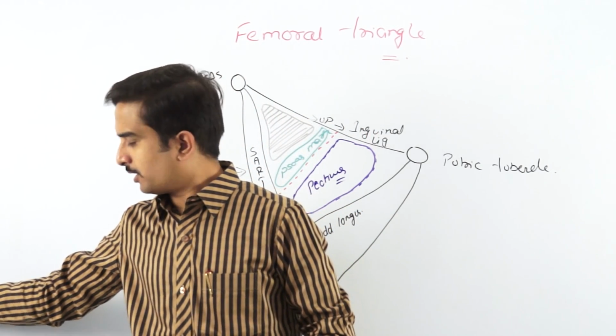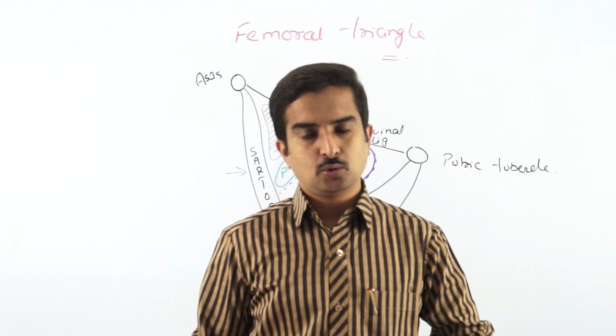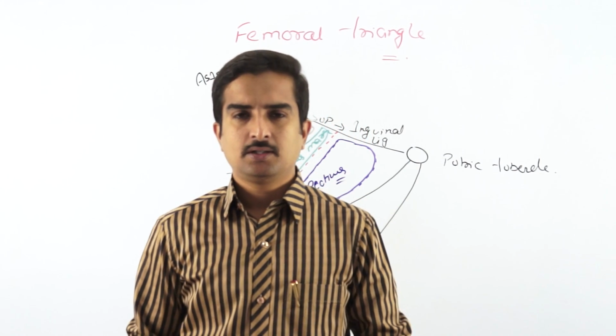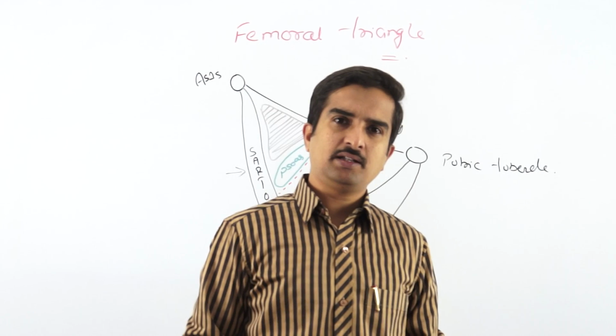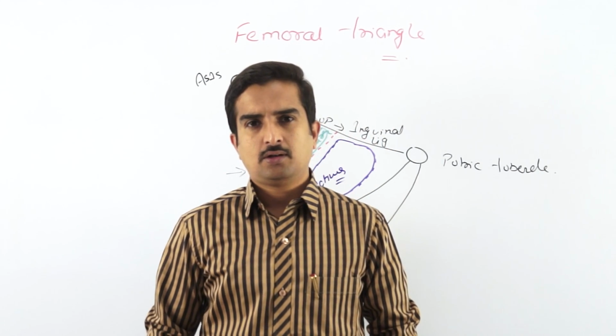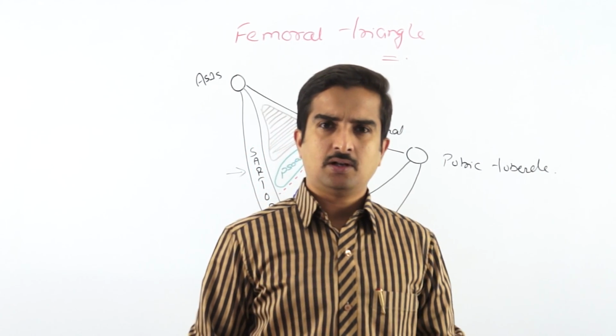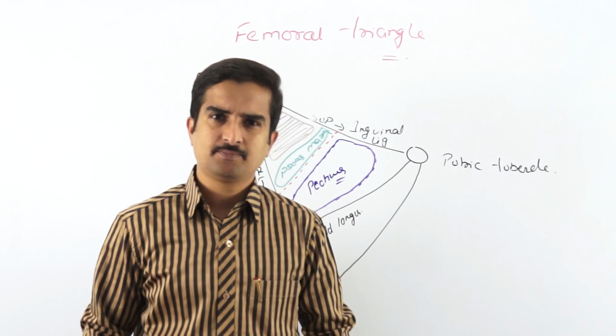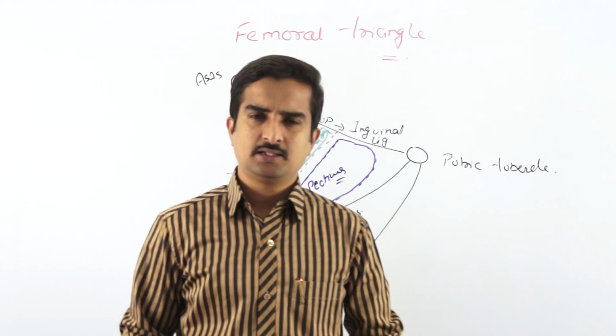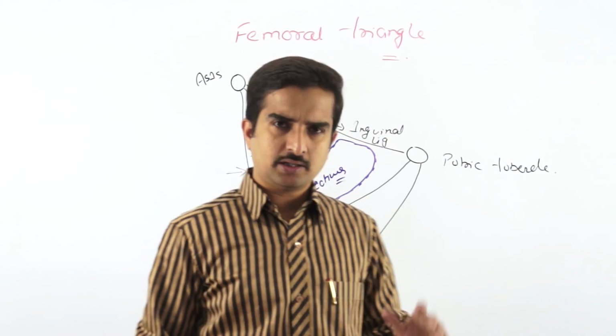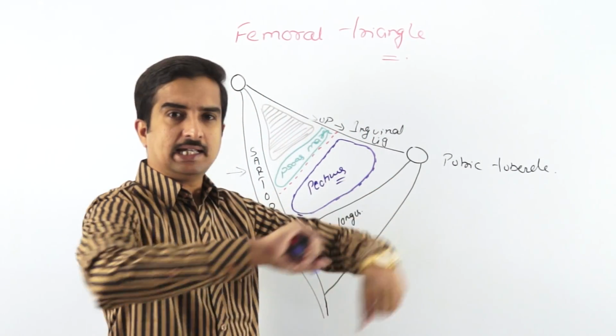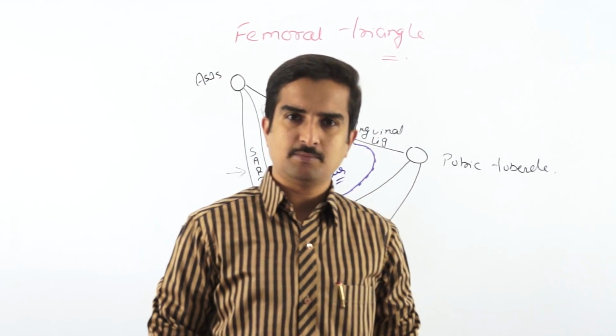Two muscles are on the medial side and two muscles are on the lateral side. The muscles which are forming the floor on the medial side of the triangle are adductor longus and pectineus, and on the lateral side you have the iliacus as well as psoas major.